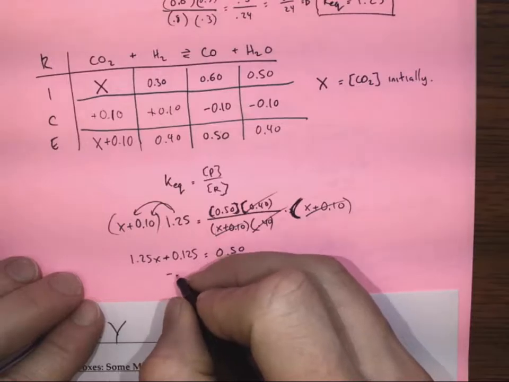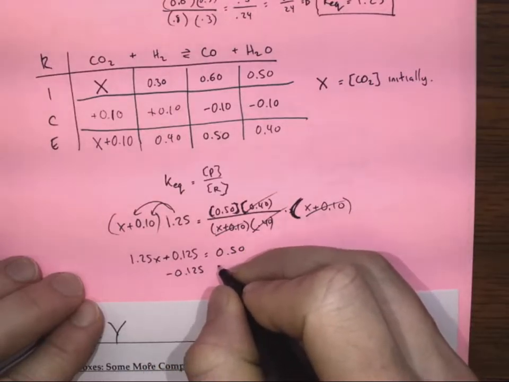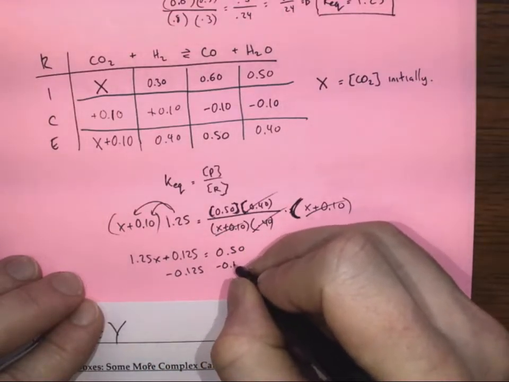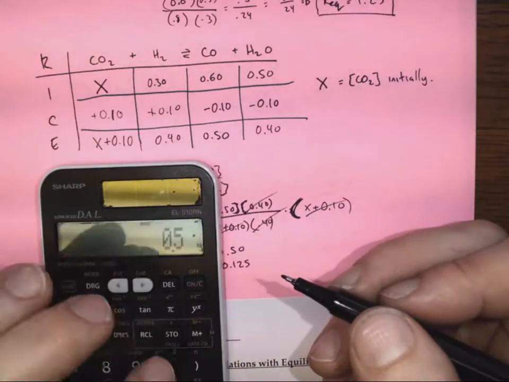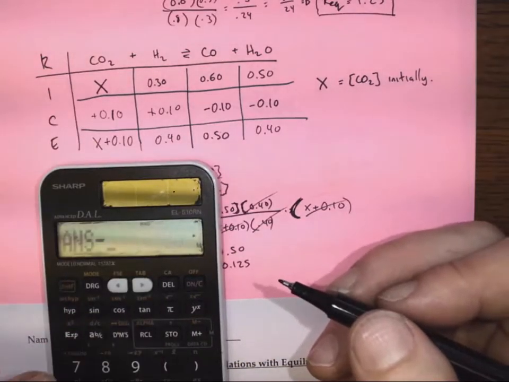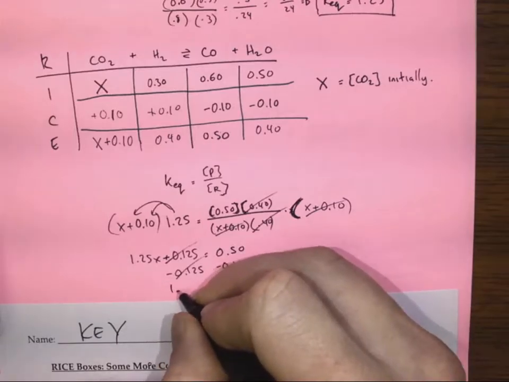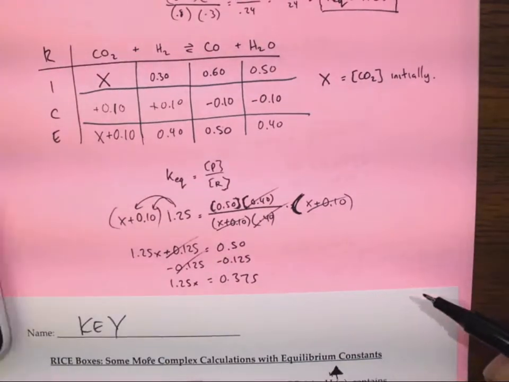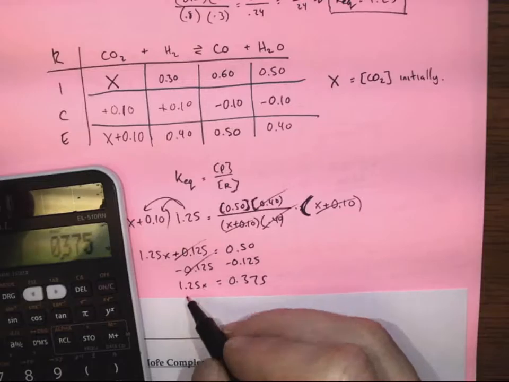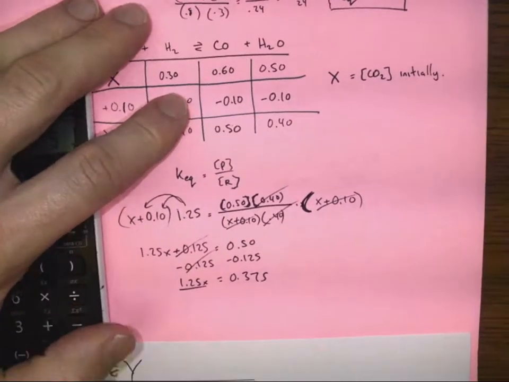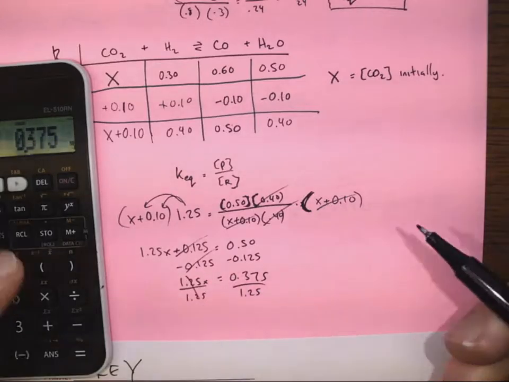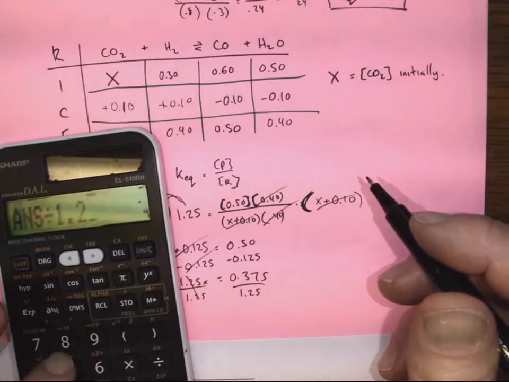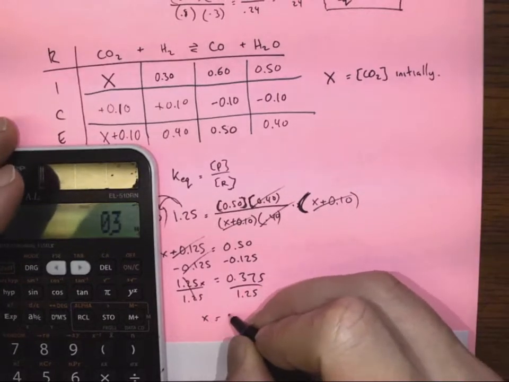Well, that's actually a pretty easy expression. Grade 9 could solve this one at this point. So if you have a brother or sister in grade 9, you can go ahead and ask them to solve it for you and go get a sandwich. So we get 0.375 equals 1.25x. Okay, and then I'll just divide both sides by 1.25. And I get x is 0.3.